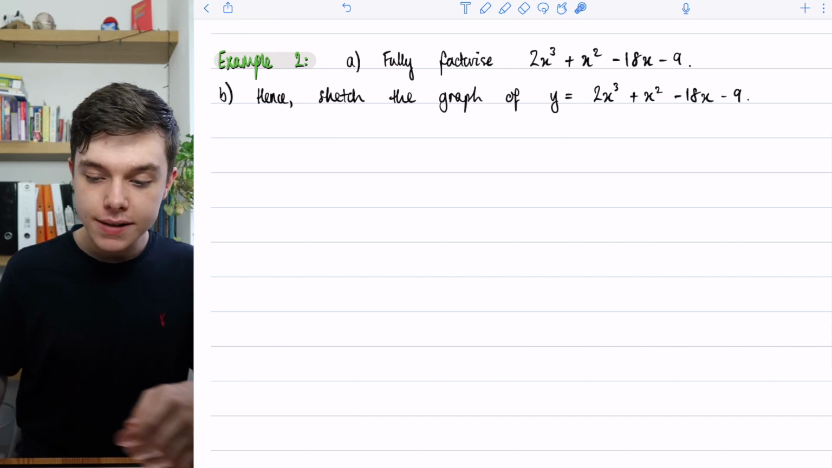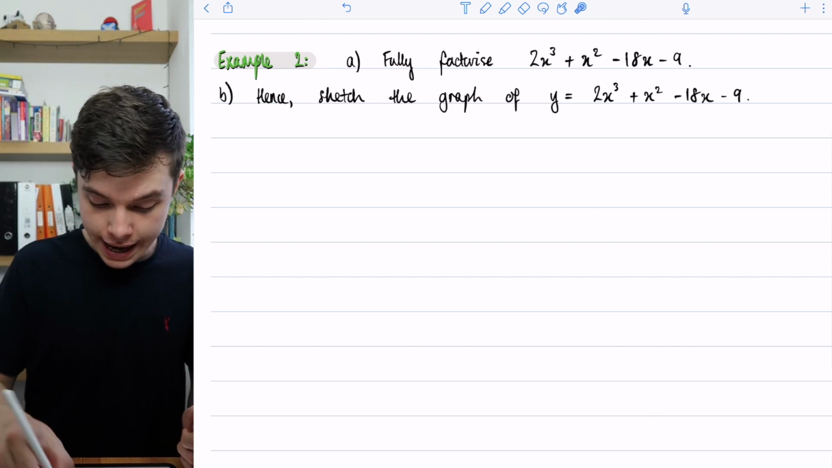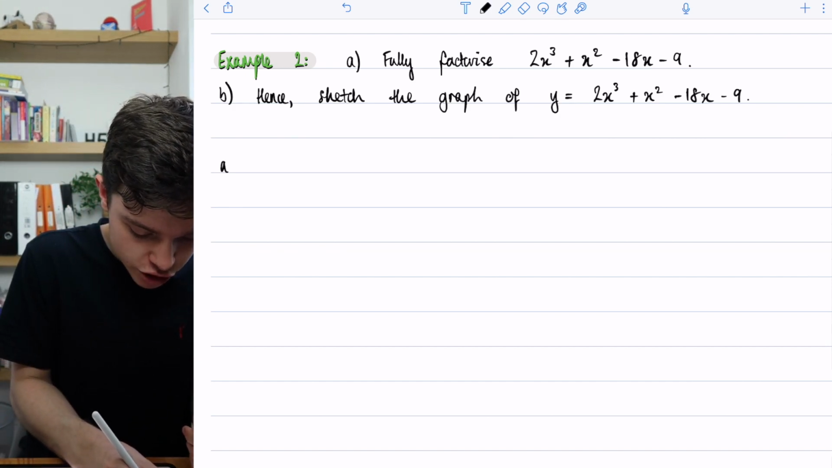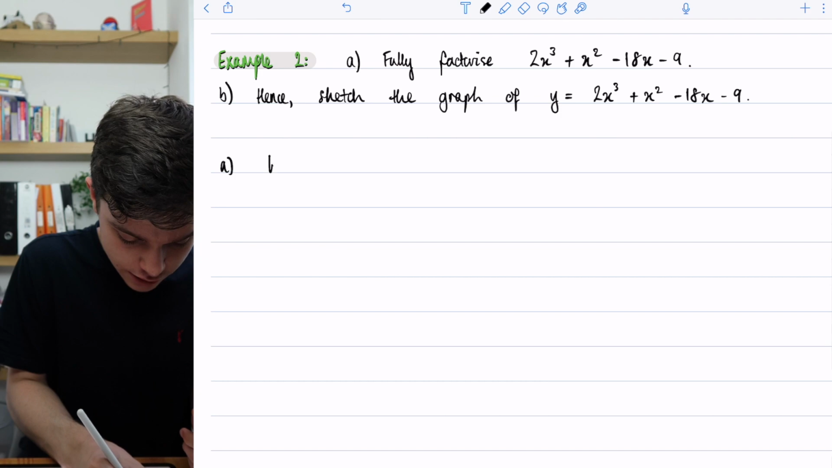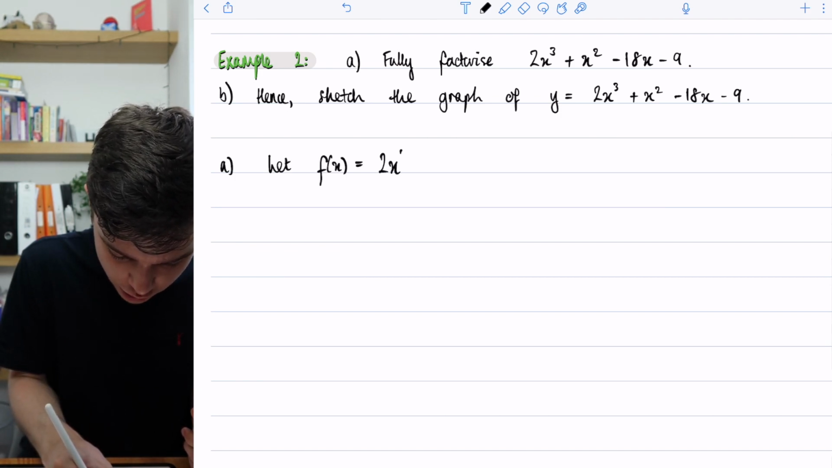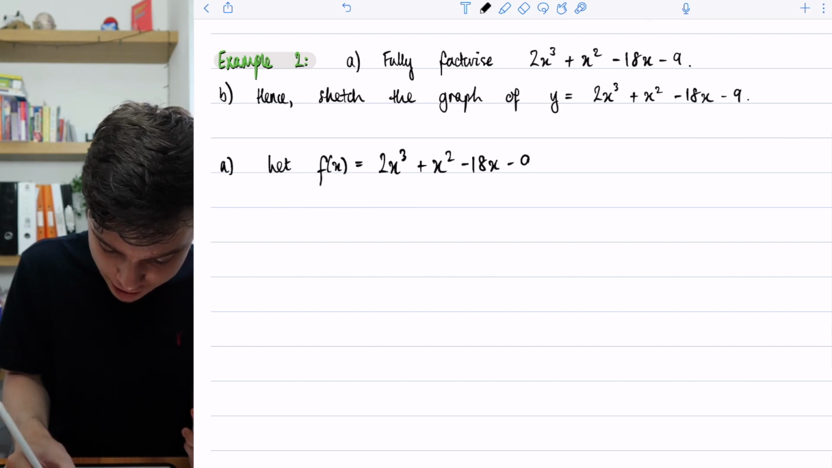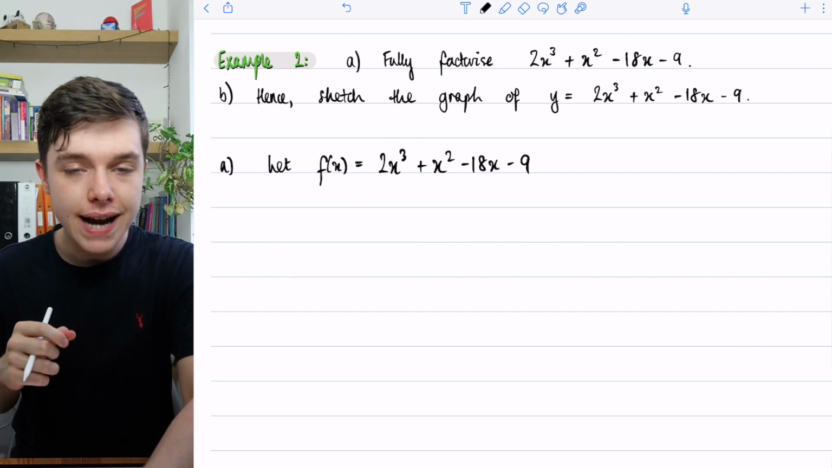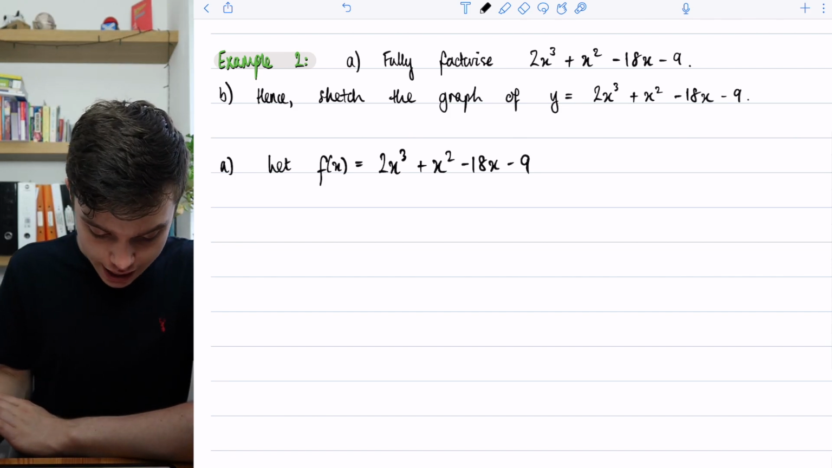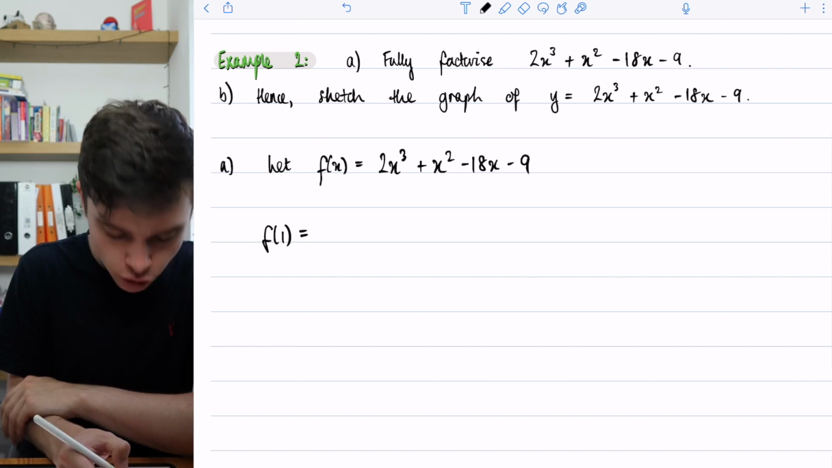Okay, I am going to start by trying to find a value that makes the cubic 0. And again, I'm going to let my cubic be a function, because f of x is a function. So let's let f of x equal 2x cubed plus x squared minus 18x minus 9, okay? I need to find a value that I substitute into there to give me 0. Now, if we try 1, let's see what that will do, because it's always a good number to start with.